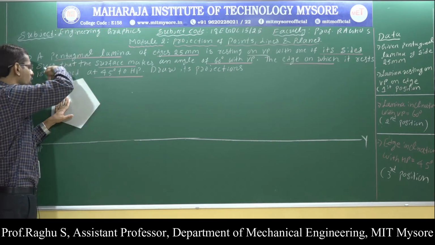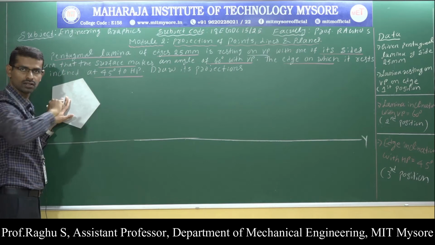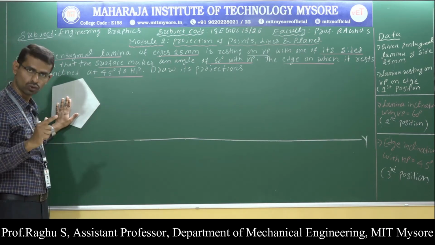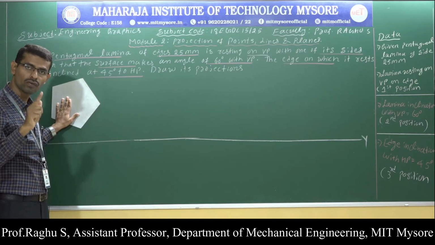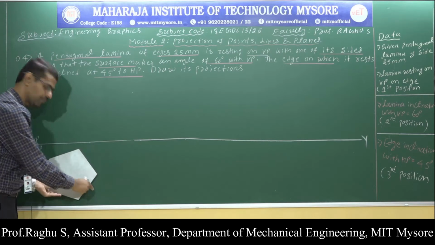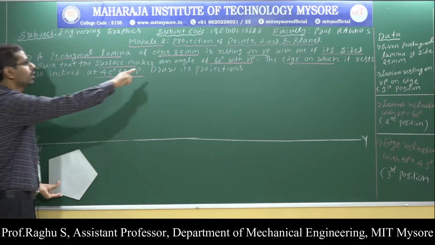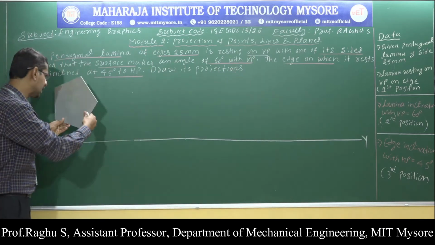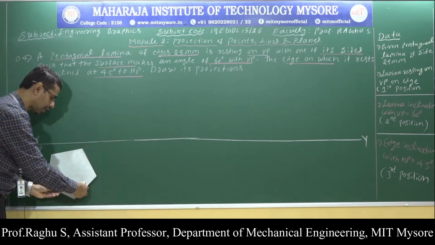In the top view, the lamina looks like a straight line. So in which view am I going to see the true shape? You should always start the drawing with the true shape. Here I cannot place the lamina on HP. Why? Because in the problem it is mentioned that the lamina is resting on VP. Therefore, you should place the lamina on VP.